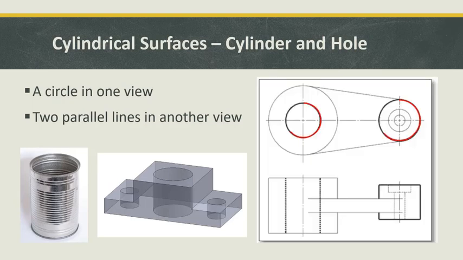If you see a circle in one of the views in a multi-view drawing, you can assume that there is a cylinder or a hole. You can confirm it if you find two parallel lines that are aligned with a circle in its neighboring views. If the two parallel lines are hidden lines, it is a hole, otherwise it is a cylinder.